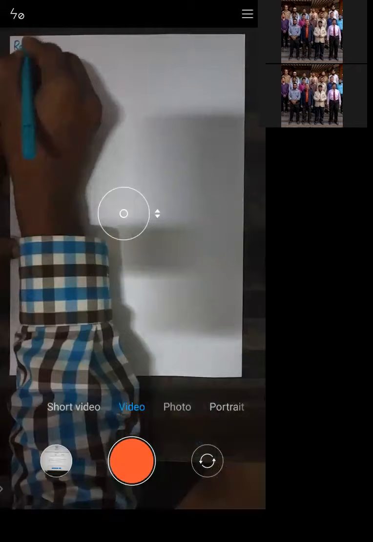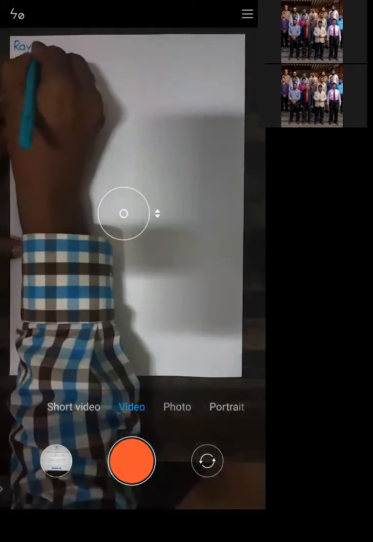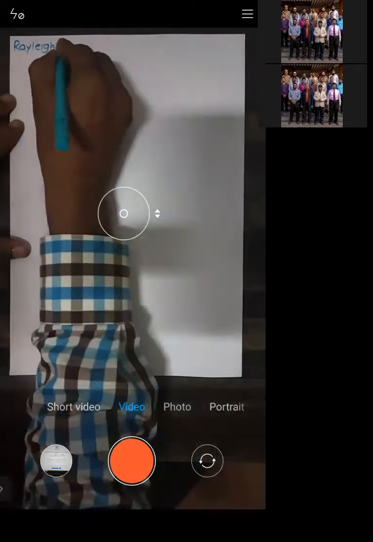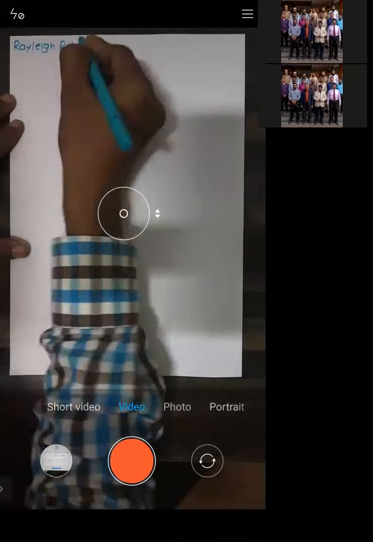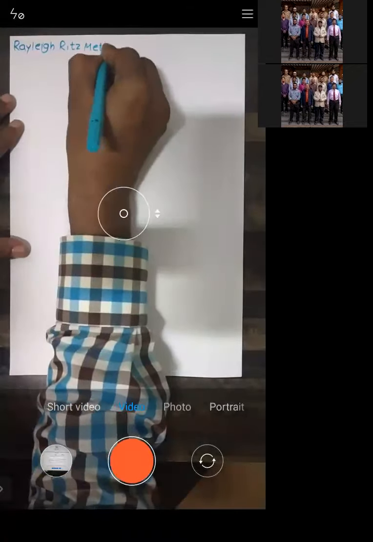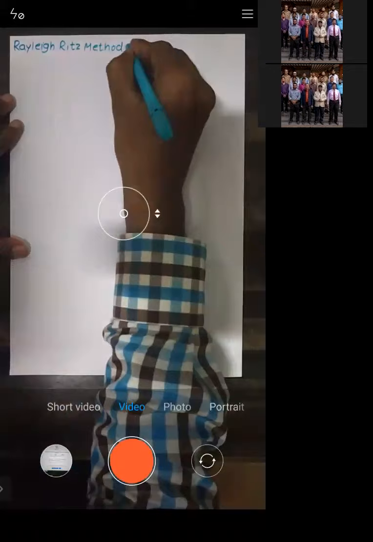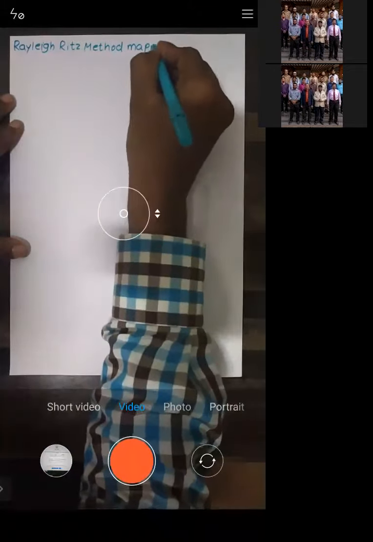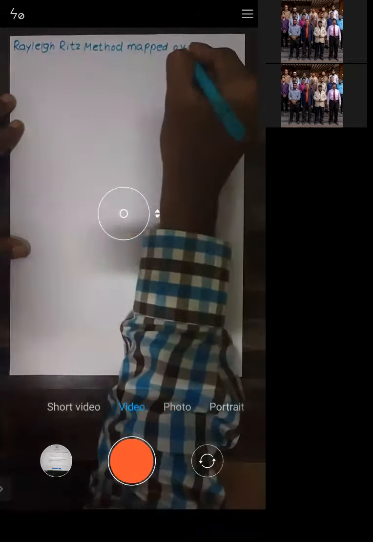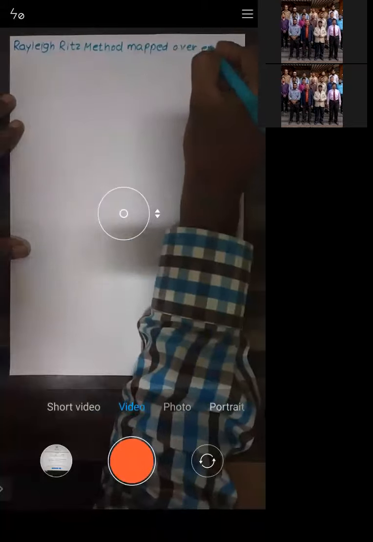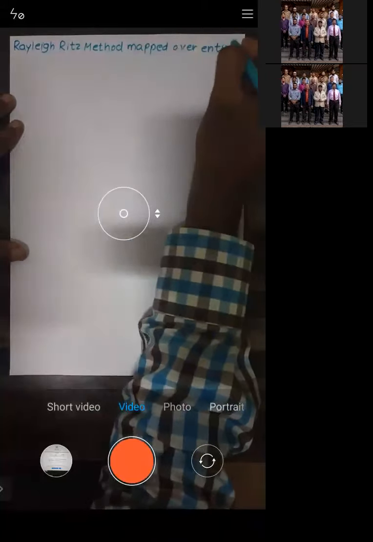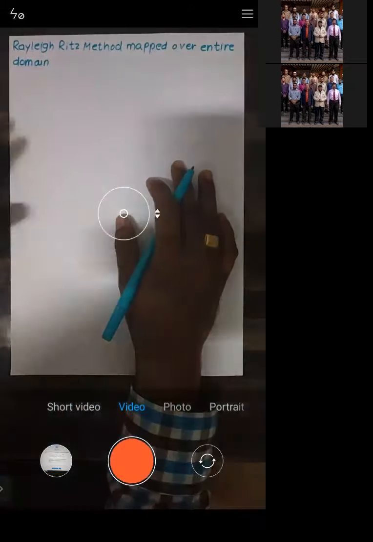So I'll just write down Rayleigh-Ritz method mapped over entire domain. So by this method, we will solve one more problem.